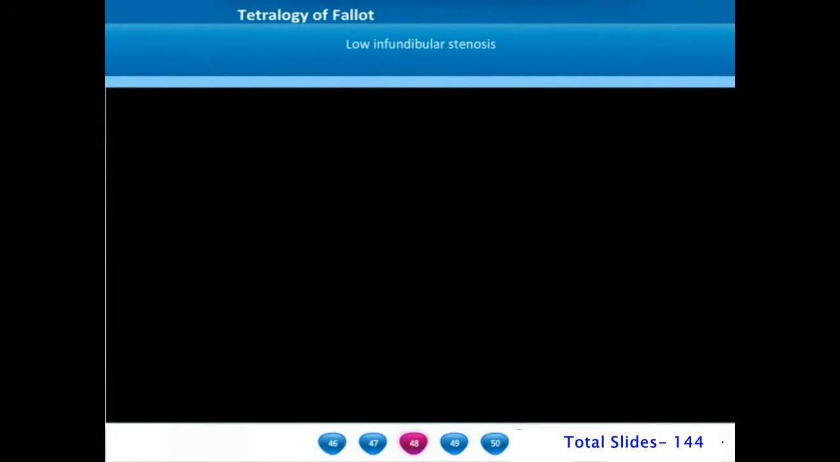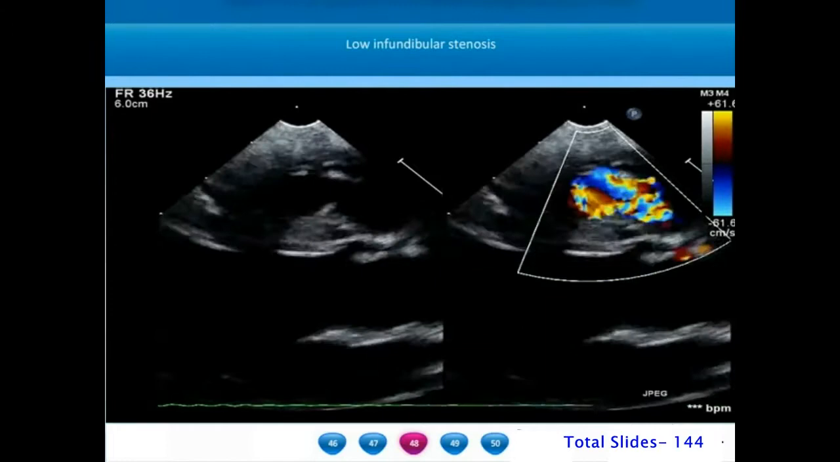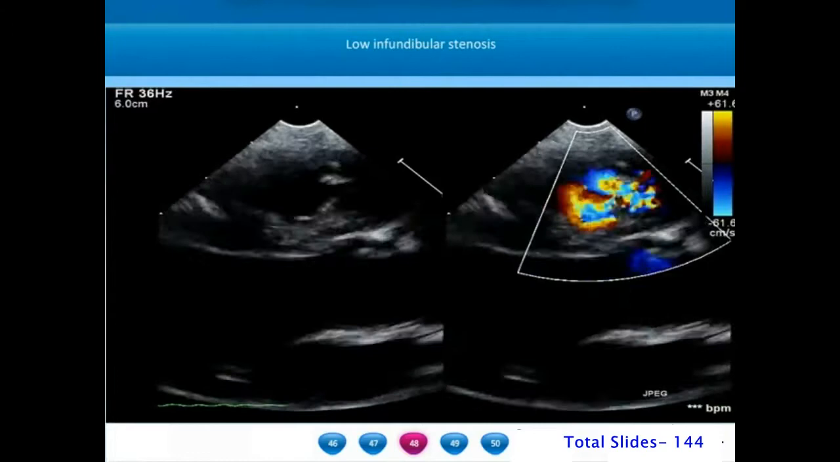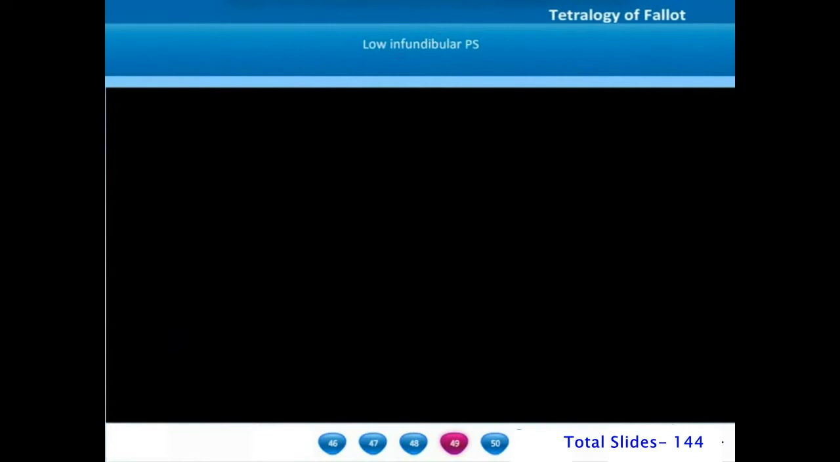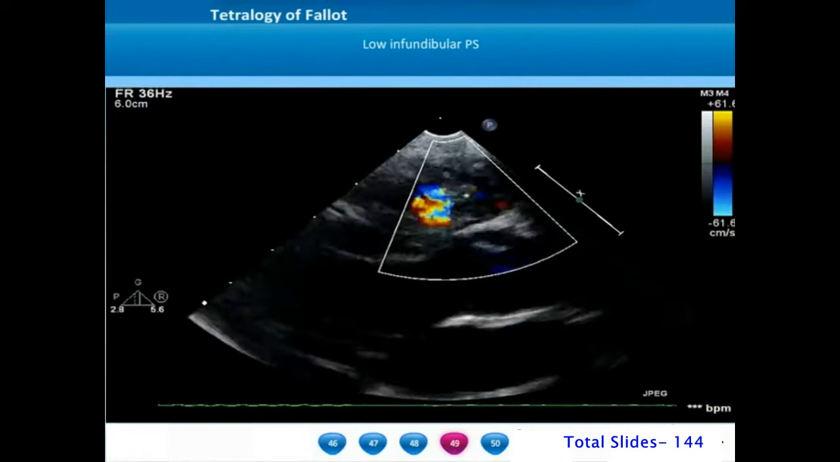Parasternal long axis view in this patient shows a ventricular septal defect. There is very minimal aortic override and there is severe low infundibular pulmonary stenosis. The bidirectional flow across the ventricular septal defect is the hallmark of tetralogy of Fallot.